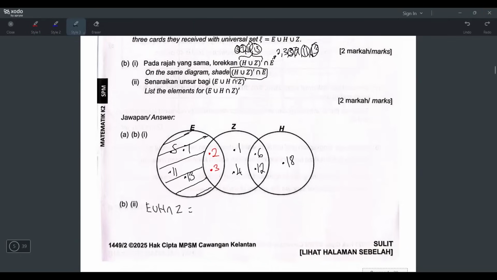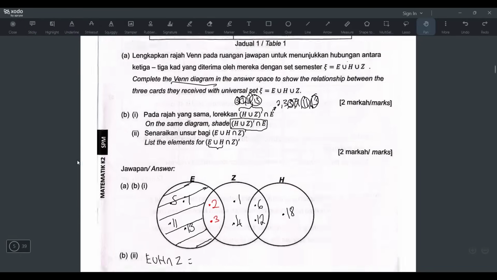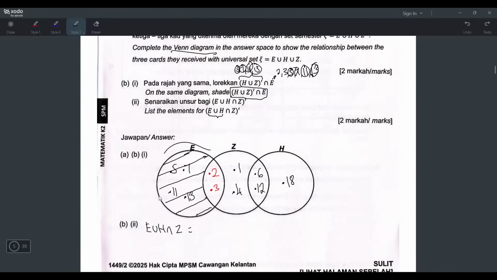Let's do this first. Okay, dia ada dua operation dalam ni. So kita kena buat yang kiri dulu. So kita kena buat E union H dulu. And we all know what's the answer for E union H. Because E union H, just take all your E element and all your H and just gabung lah. Because union means kesatuan, means you gabung semua elemen E and semua elemen H.